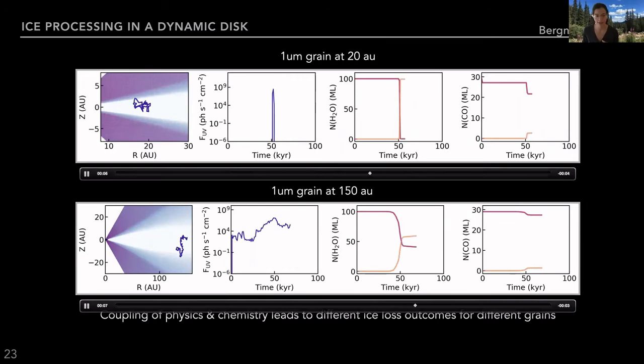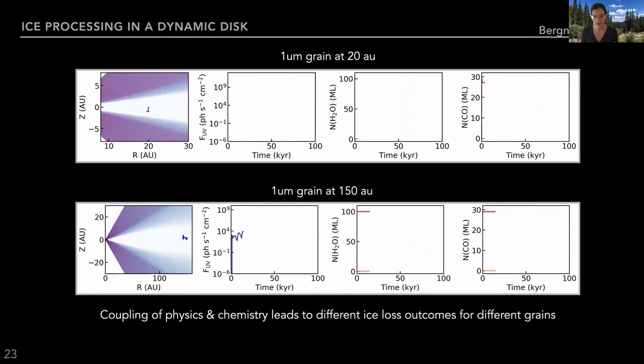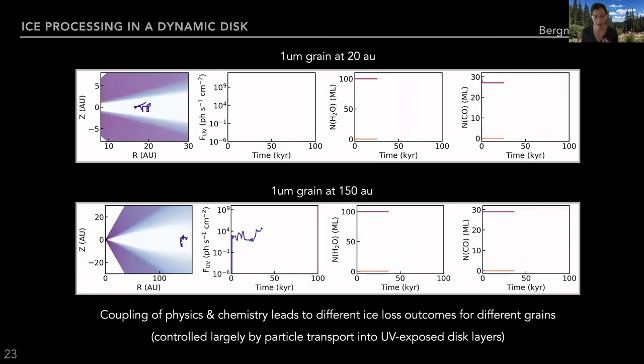So the takeaway here is that when we couple physics and chemistry in this way, we see very different ice loss outcomes for different grains. And this is controlled largely by the efficiency with which a particle is transported into the UV exposed layers of the disk.